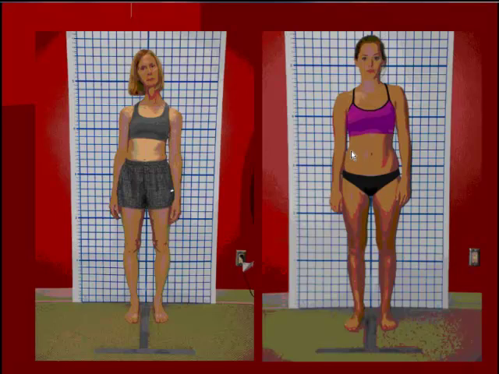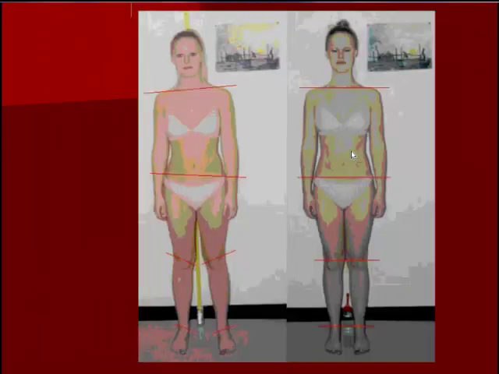So if the shoulders are low on one side or high on one side, is it being pulled up or is it being pulled down? So something to think about.